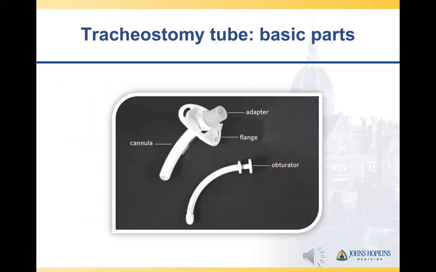Let's review the basic parts of a tracheostomy tube. The cannula is the portion of the tube that sits inside the trachea. The flange rests on the neck. Tracheostomy ties are attached to the flange. The adapter is used to connect the patient's ventilator circuit or something like a humidification moisture exchanger. The obturator is placed inside the tracheostomy tube when you are going to insert it and is removed after the tube is inserted. The obturator helps you guide the tracheostomy tube into the stoma.